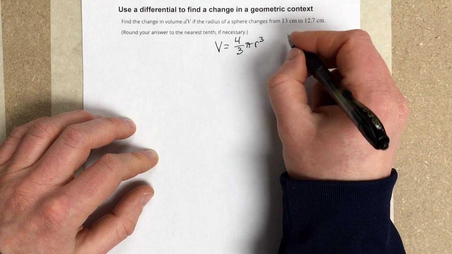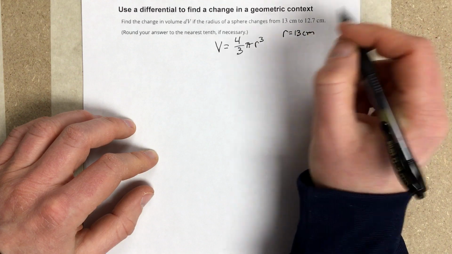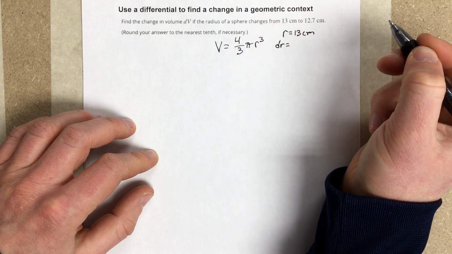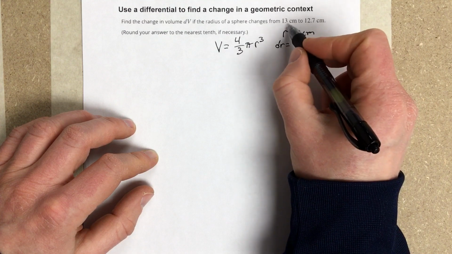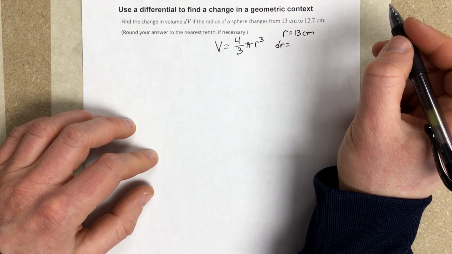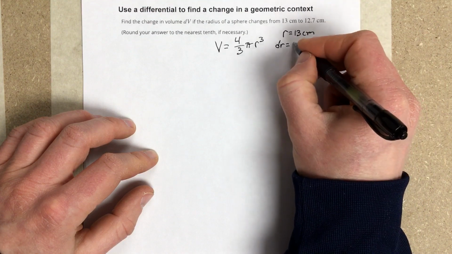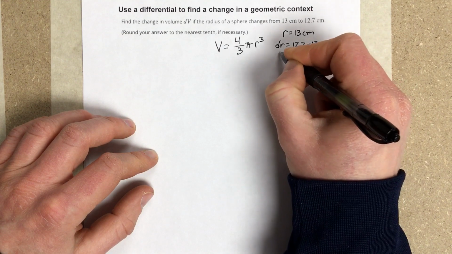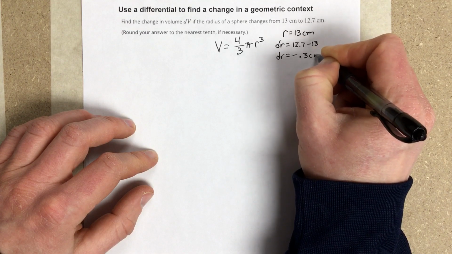So we have an initial radius that is 13 centimeters. Now remember, what does dr stand for? Well, dr stands for the change in r. This is the differential of r, change in r. Well, r, the radius they're saying, is changing from 13 centimeters to 12.7 centimeters. So that would be 12.7 minus 13, which would be, the change is negative 0.3 centimeters.